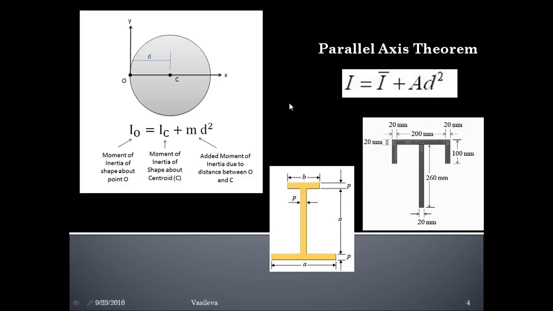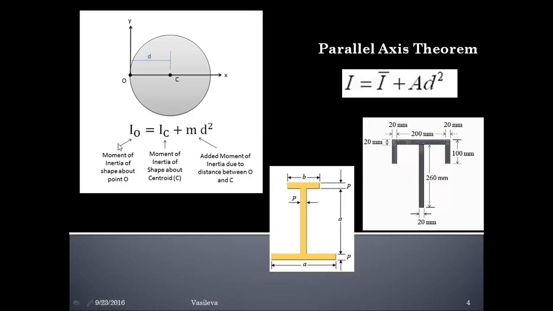The other formula we need to know is the parallel axis theorem, which is used to find the overall area moment of inertia of a composite body like this one or this one. And we should know a composite body is just a body that's made up of subcomponents. So this one is made up of 4 different rectangles.